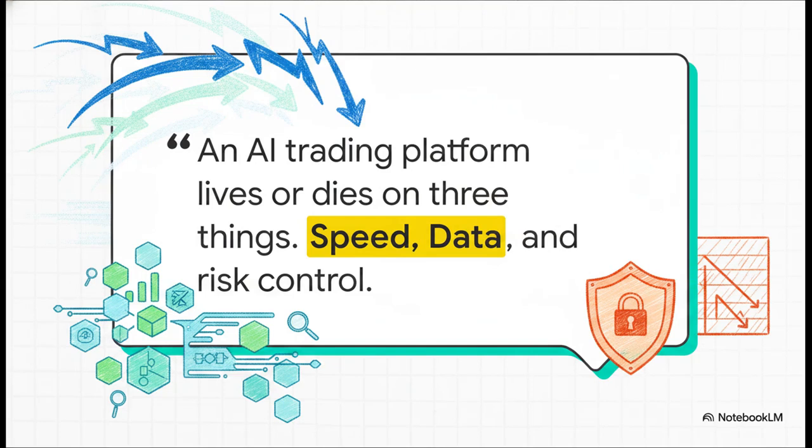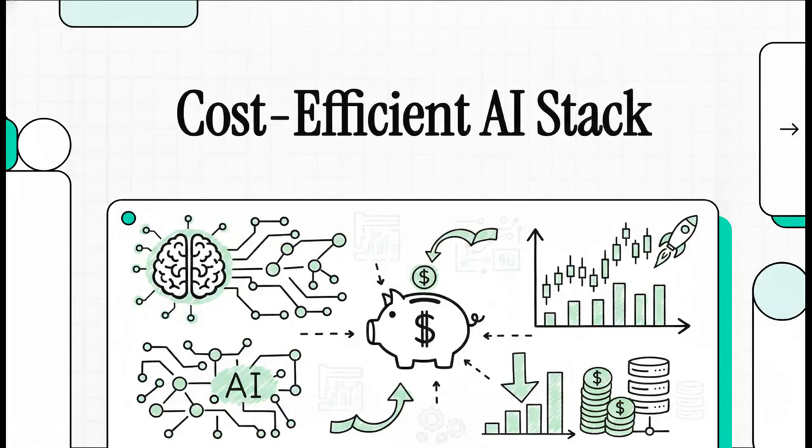An AI trading platform lives or dies on three things: speed, data, risk. Think about that for a second. Speed, because milliseconds literally decide profit or loss. Data, because your models are only as good as what they can see, right now, in real time. And risk control, well, because just one single bad trade executed at lightning speed can wipe out months of hard-earned gains.